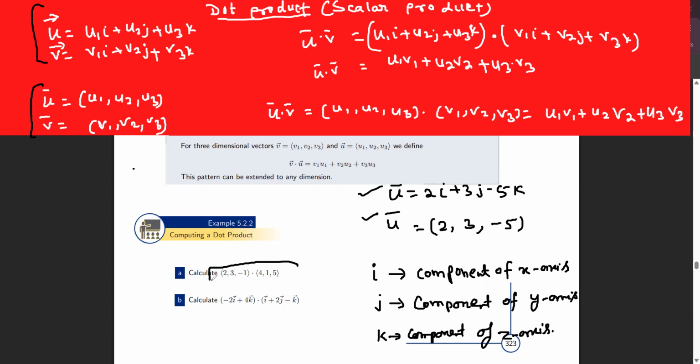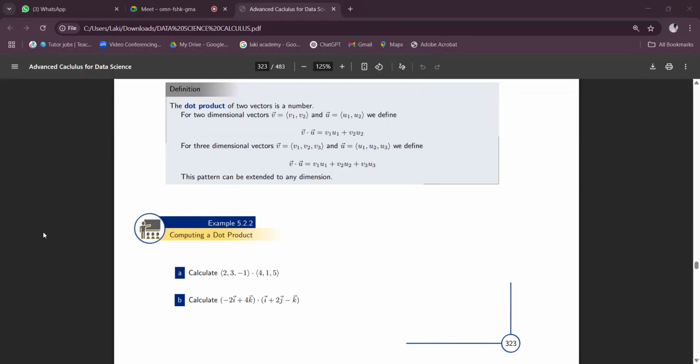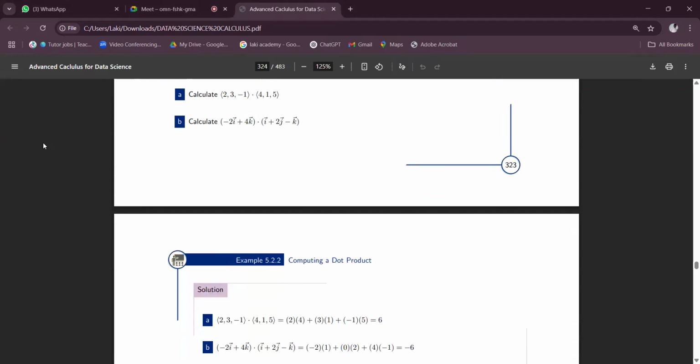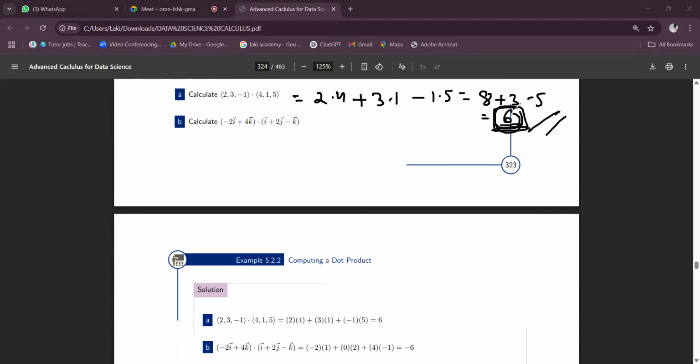So can you tell the value of this? Multiplying this, 2 multiplied by 4 plus 3 multiplied by 1 plus 5 multiplied by minus 1. The result of the multiplication of vectors is a scalar, right? That's why this is called a scalar quantity, scalar product. There is no component of i, j, or k, so this is a scalar value, a constant. That's why we use the word scalar product.